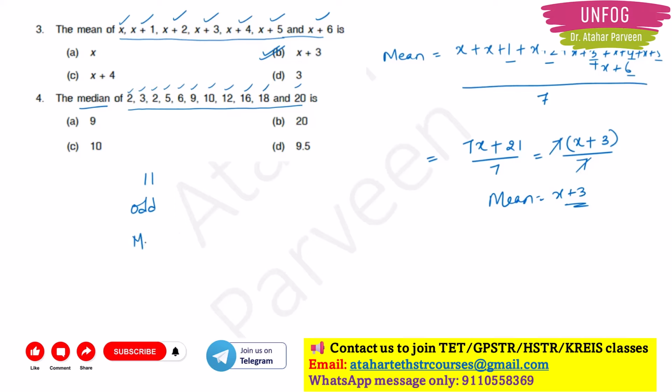So the formula to find the median for an odd number of observations is half into n plus 1. Now this will be n, right? So half into 11 plus 1 will be equal to half into 12, or 6. So the sixth term will be the median.